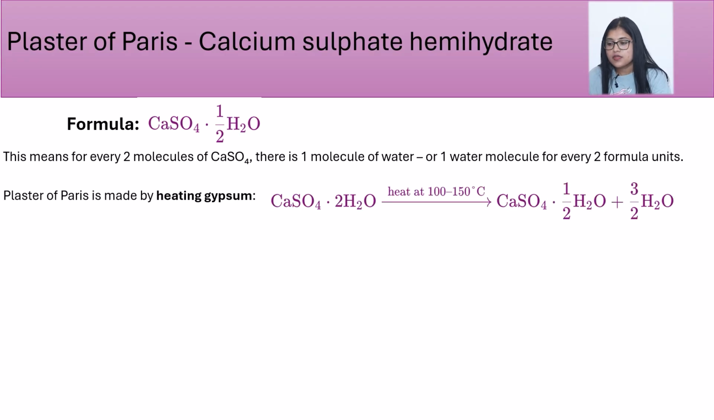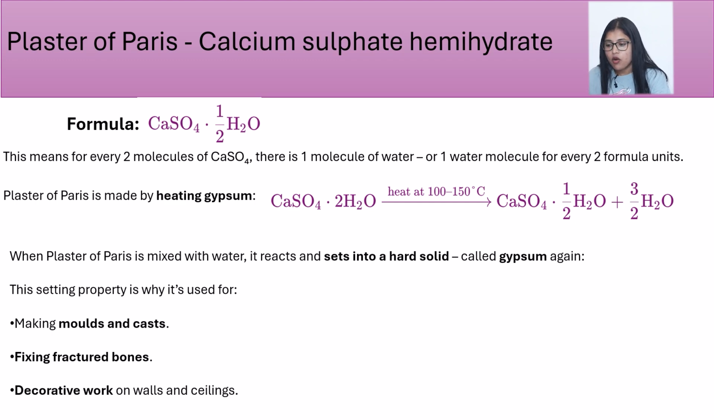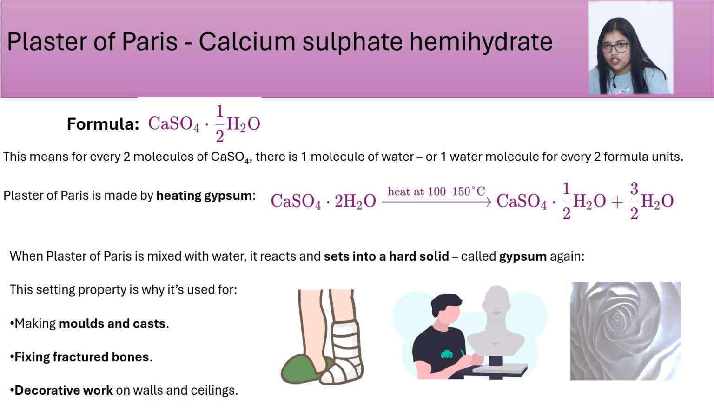Gypsum is calcium sulfate 2H2O, which we heat at 100 to 150 degrees to form plaster of Paris, which is calcium sulfate hemihydrate. This plaster of Paris is mixed in water and it reacts to set into a hard solid, which is a much sought after property in order to create things like molds and casts or to fix fractured bones and also to create decorative wall art or in general some decorative art.